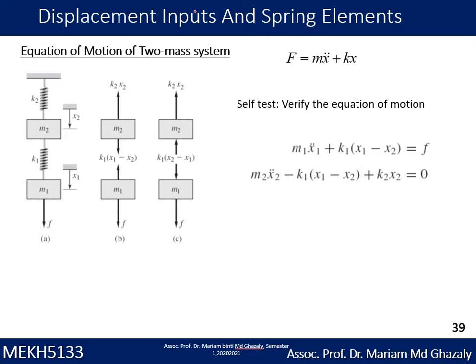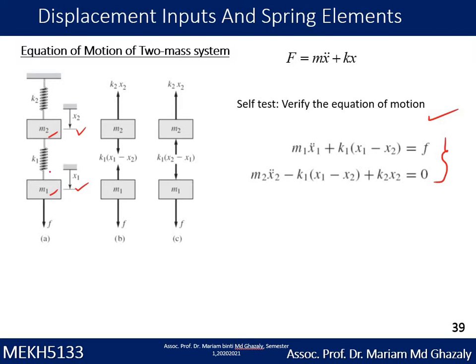Okay, so let's look at this example. This one is actually a self-test, but I will also explain how you get this final equation. You have two springs and two masses, M2 and M1, which are connected. M2 is connected to a spring K2, and M2 is connected to M1 by a spring K1. You have two displacements, x2 and x1.